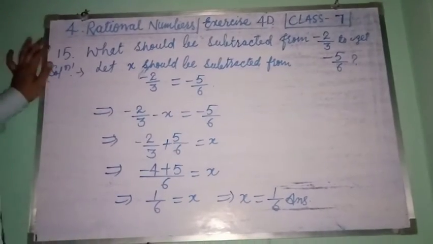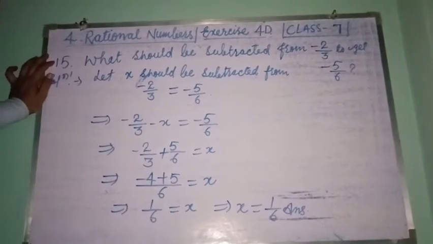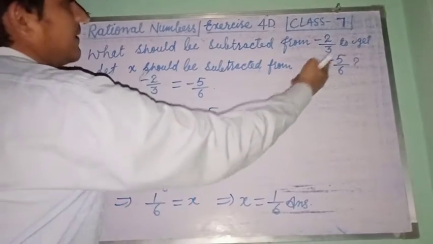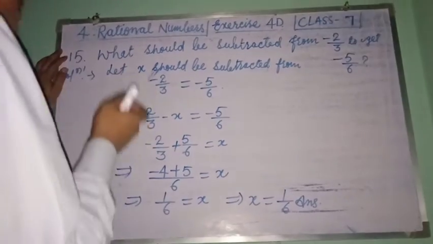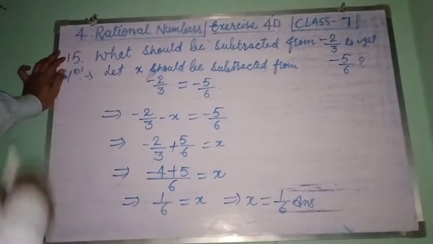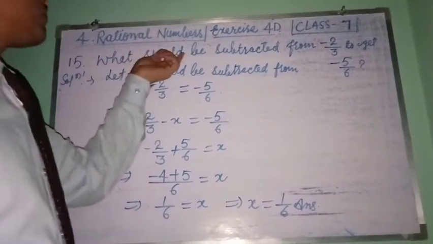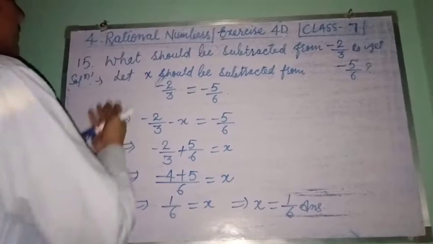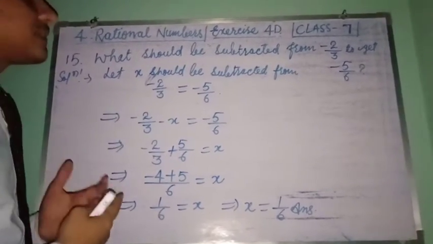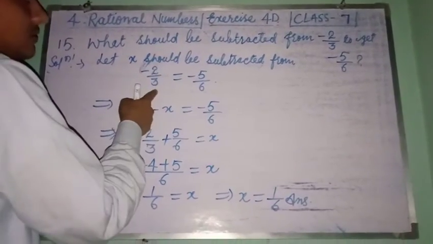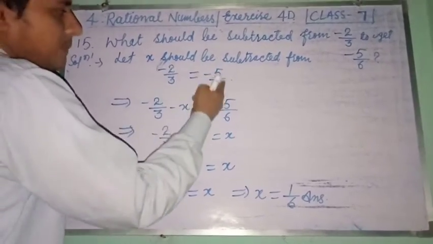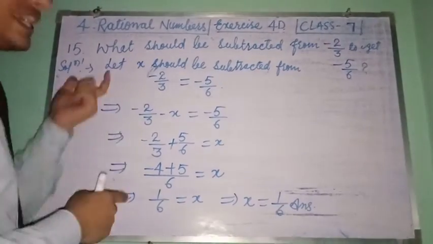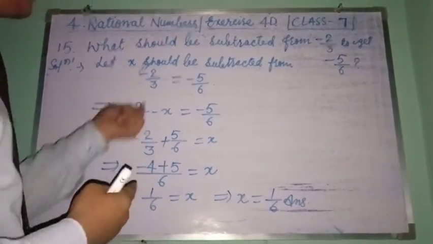Now students, next question number 15. What should be subtracted from minus 2 by 3 to get minus 5 by 6? Here is the same question as the vice versa of the previous question. Over there it was what should be added, here it is what should be subtracted. Let us consider similarly. Suppose x should be subtracted from minus 2 by 3 to get minus 5 by 6.